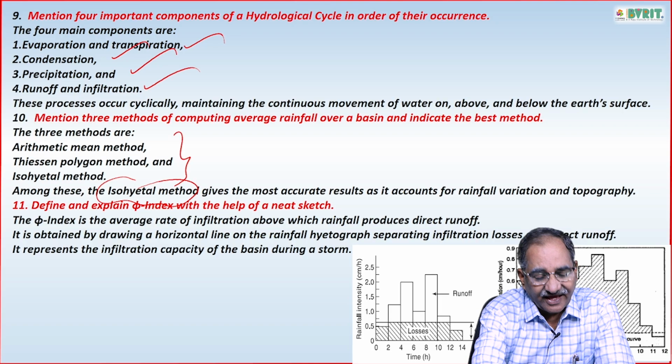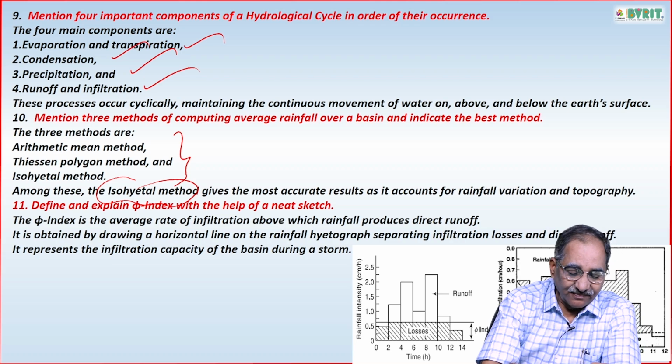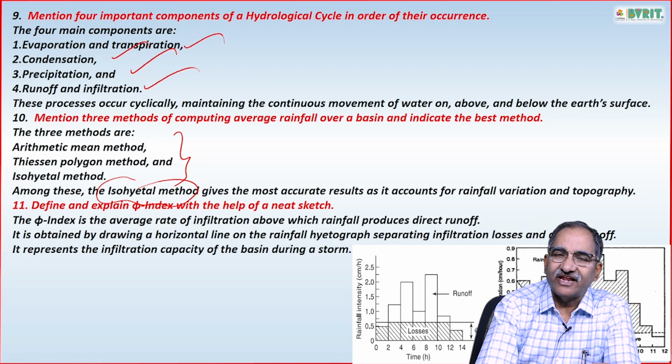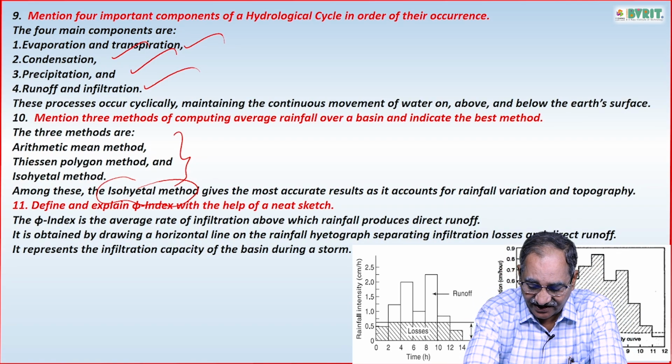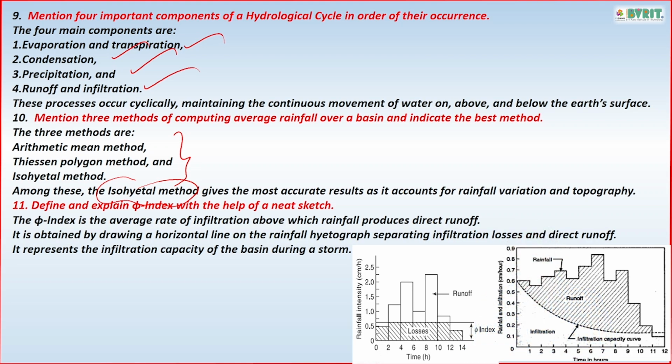Define and explain the phi index with the help of a neat sketch. What is the phi index? The phi index is the average rate of infiltration above which the rainfall volume is equal to the runoff volume. It is obtained by drawing a horizontal line on the rainfall hydrograph separating the infiltration loss and direct runoff.